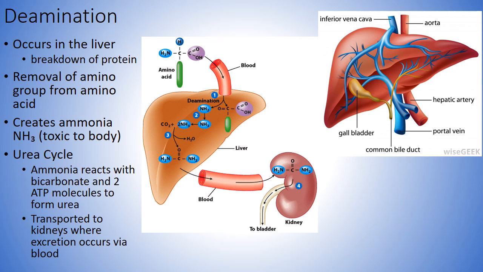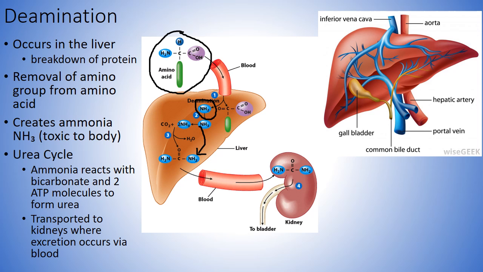An important thing to know for the test is deamination. Deamination is the breakdown of amino acids that occurs in the liver. The reason why this is so important for urine formation in the kidney is that when an amino acid is broken down in the liver, the amino group is cleaved off of the amino acid. This amino group will quickly convert to ammonia, which is toxic to the body. Now, the liver will convert this ammonia into a molecule known as urea, going through the urea cycle.